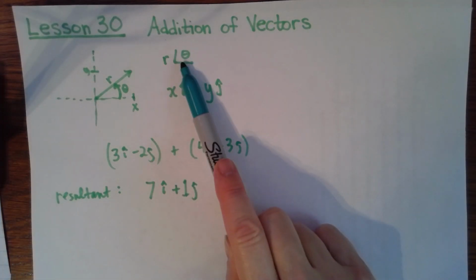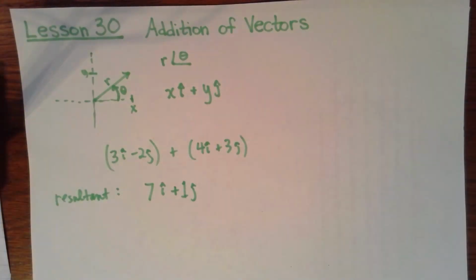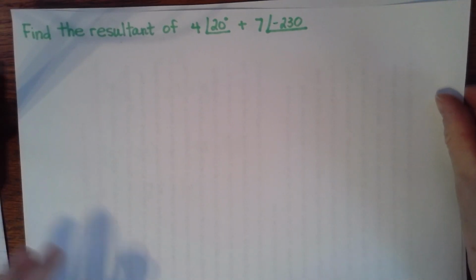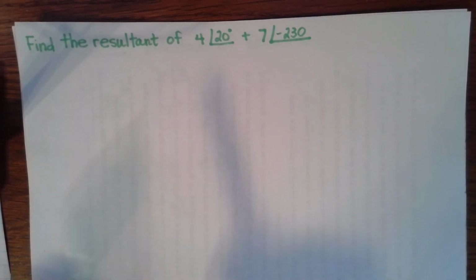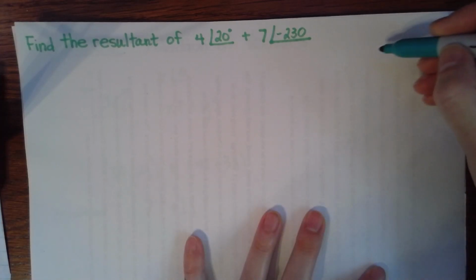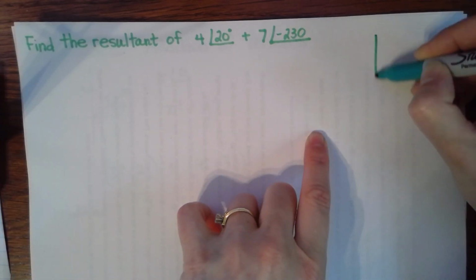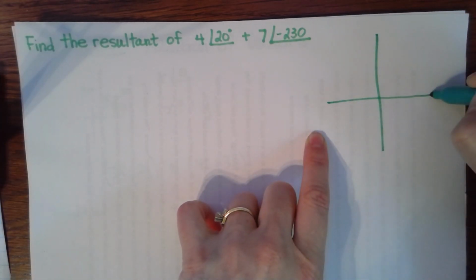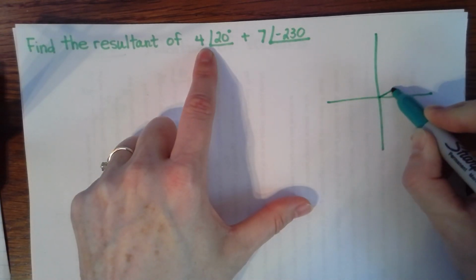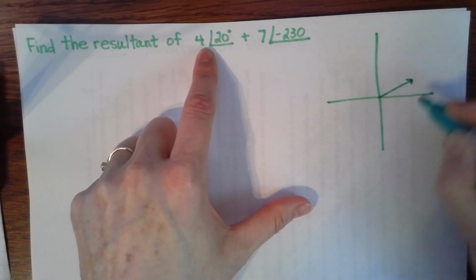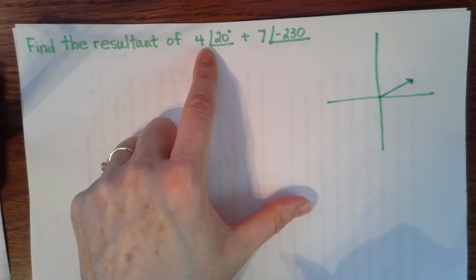However, if we have them written in polar form, it's not as easy. So let's look at an example of how we might do it if it's written in polar form. So let's say we wanted to find the resultant of these two vectors written in polar form, 4 at 20 degrees, and 7 at -230 degrees. If we were to draw a little sketch of what's happening on the side, we have an angle of 20 degrees, and we go out 4, so maybe it looks something like this with a 20-degree angle and a length of 4.